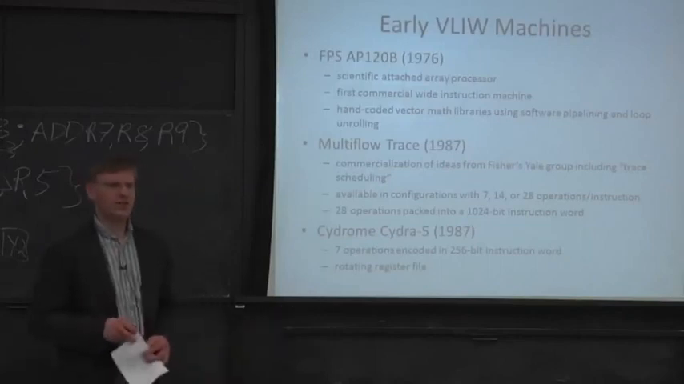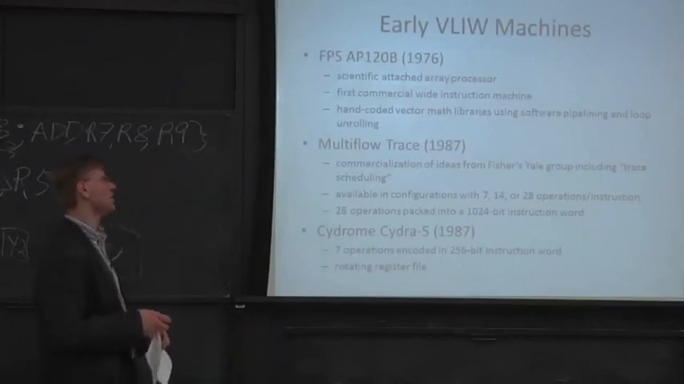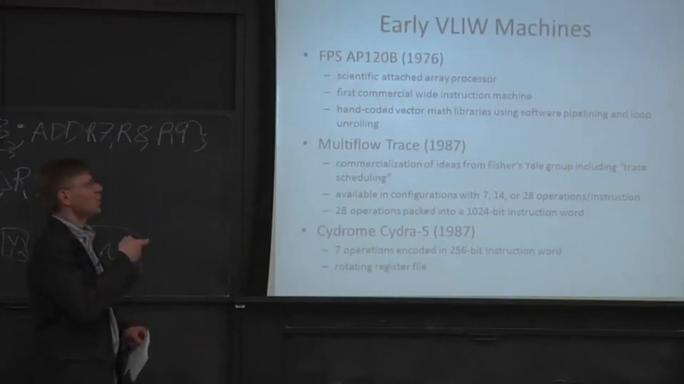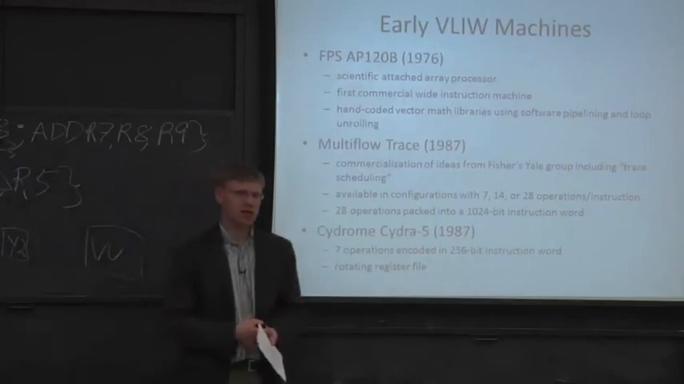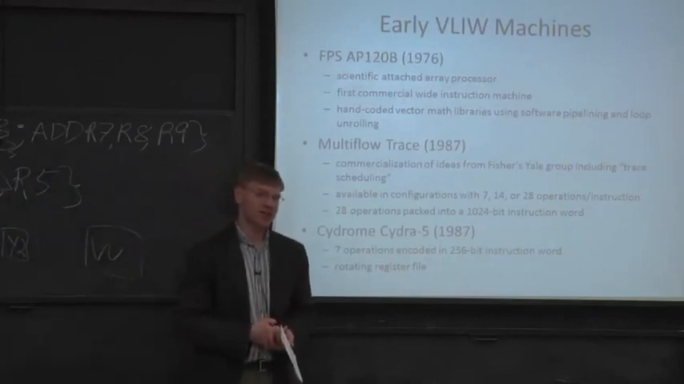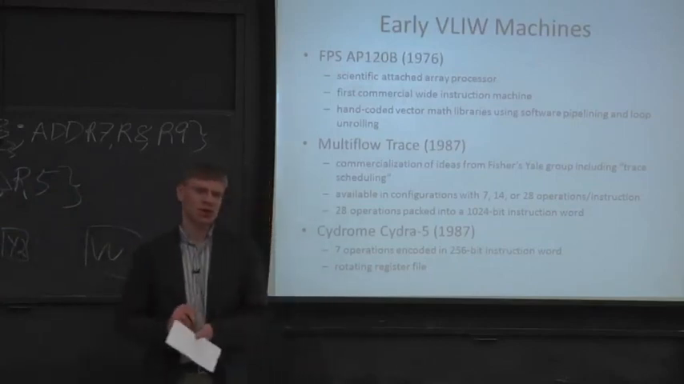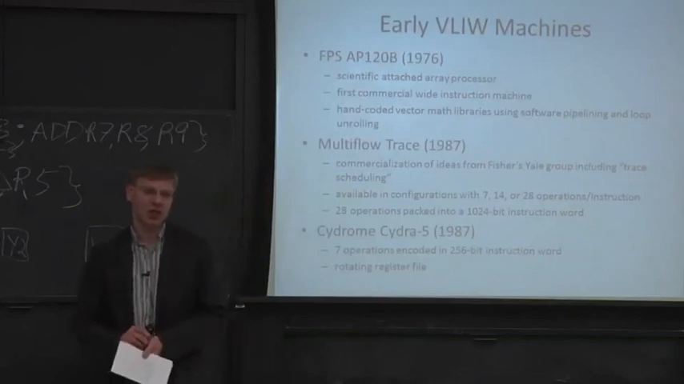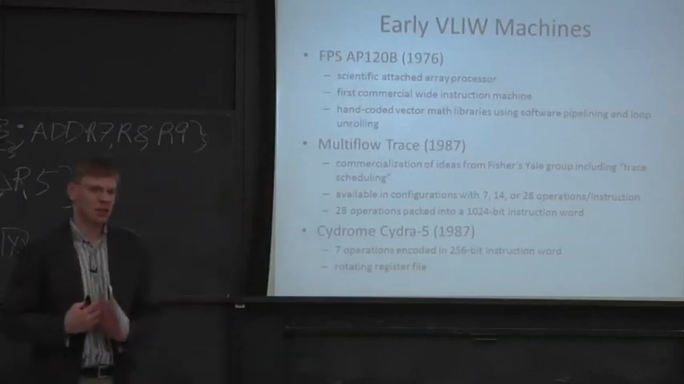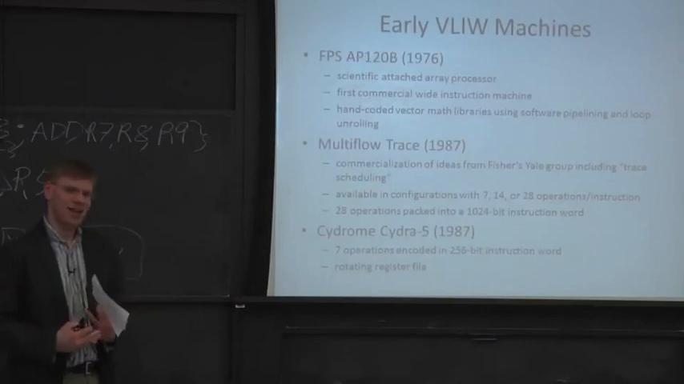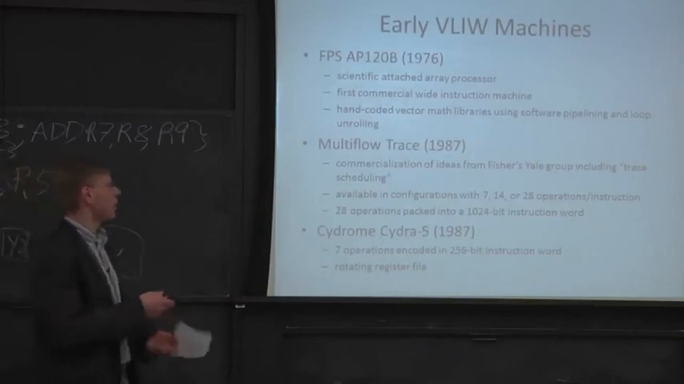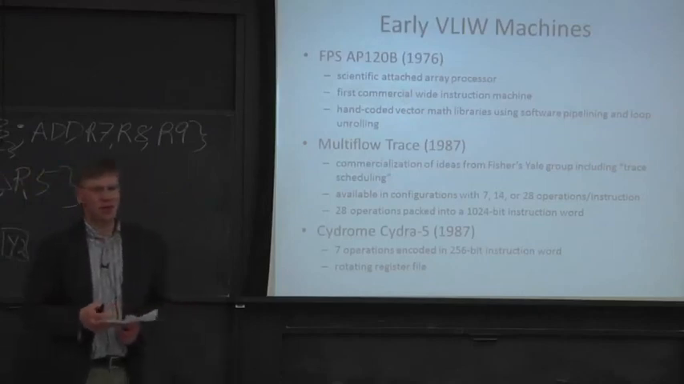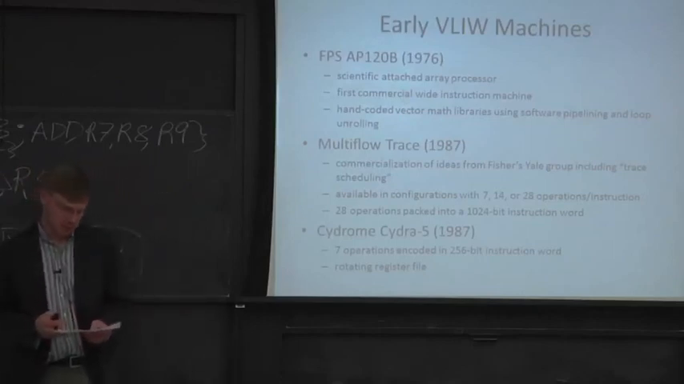The first long instruction word processor was actually a Floating Point Systems, FPS, that's what it stands for, processor. And this was actually a coprocessor to VAX machines. So it's something that could speed up your floating point on a VAX machine. This was very much the most basic VLIW processor. There was no interlocking, and it didn't take interrupts. It was really for hand-coded vector arithmetic and floating point math.